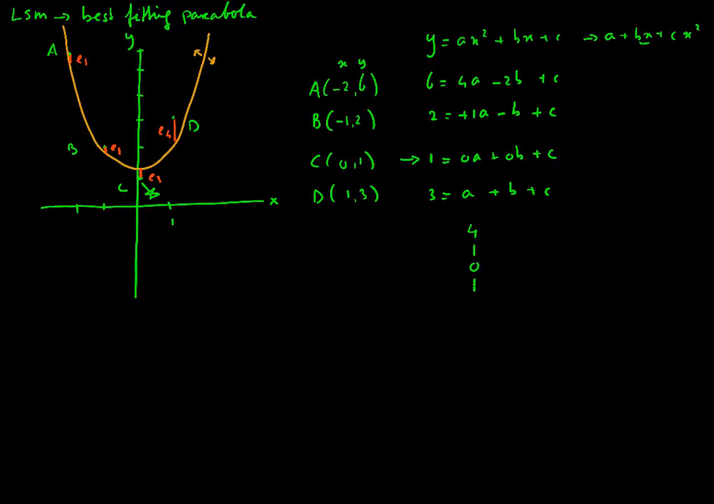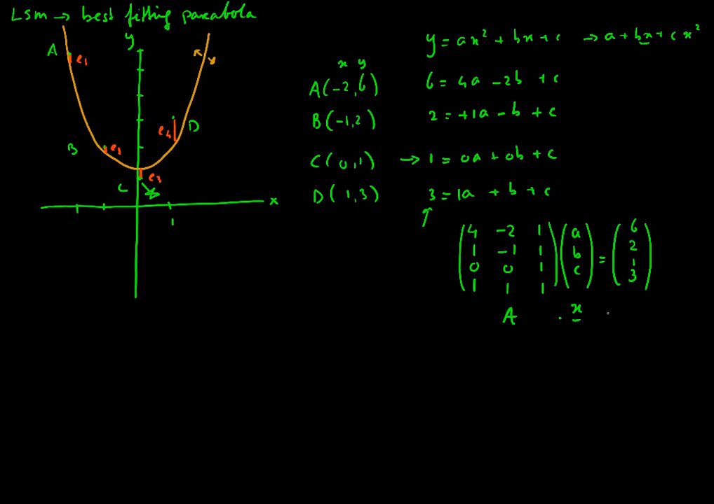Next step is to put a whole bunch into a matrix. So we have a 4, 1, 0, 1. See, here is nothing, but it says a 1, of course. Then we have the b is -2, -1, 0, and 1. The c, 1, 1, 1, 1. Multiply by a, b, c, which we would like to solve, equals, and then we have the vector over here, 6, 2, 1, 3. Right. So this is the matrix A times a vector x equals B.